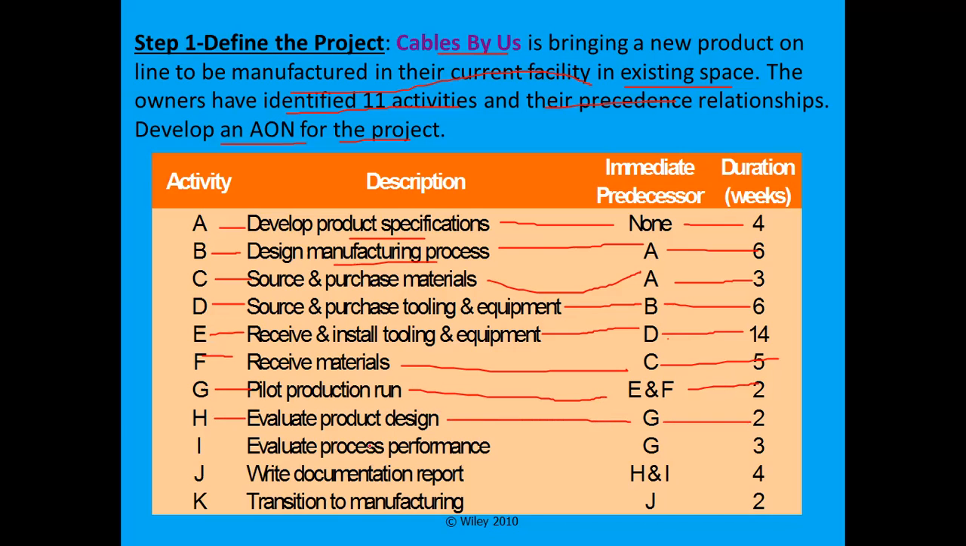Next, evaluate process performance, its predecessor is G, it takes 3 weeks. Write a documentation project, H and I, 4 weeks. Transition to manufacturing, J, 2 weeks. So like this the project has been described with its immediate predecessors and number of weeks. Now we'll start doing the problem. So this is the network diagram for this one.